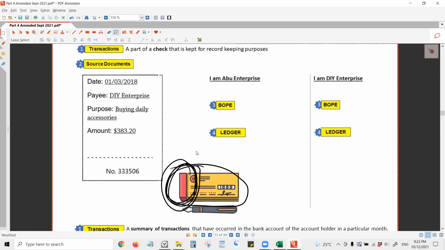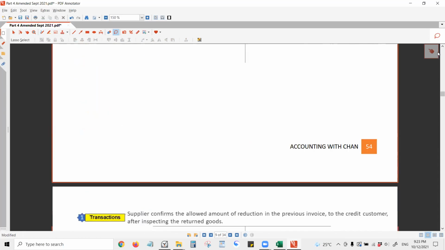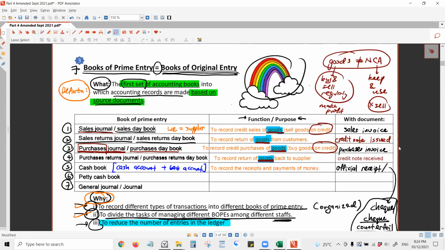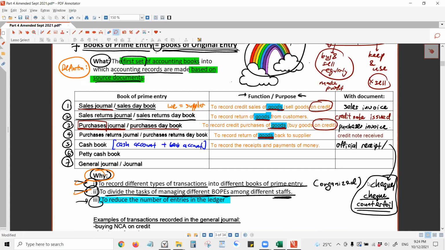So this is something that many students tend to miss, that the examiner would like to test them. When check counterfoil comes out in the exam, many students do not know what this document is because they seldom see questions on this. So more on check counterfoil in the future. I will talk more about it. So official receipt, check, or check counterfoil, these three documents are recorded into cash book.